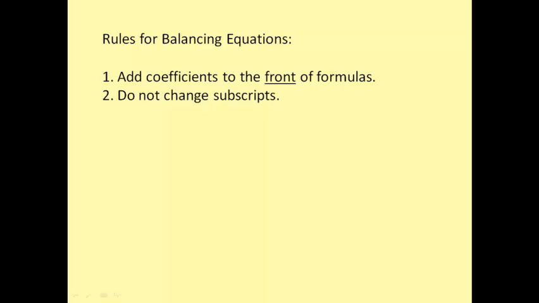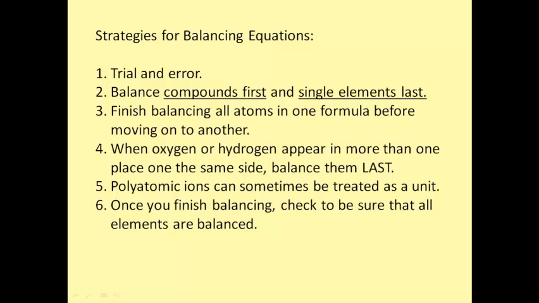Here are the rules for balancing equations. Add coefficients only to the front of formulas, and do not change the subscripts. Strategies for balancing chemical equations. Start with trial and error. Balance compounds first and single elements last. Finish balancing all atoms in one formula before moving on to another. When oxygen or hydrogen appear in more than one place at the same time, balance them last. Polyatomic ions can sometimes be treated as one single unit. And once you finish balancing, check to be sure that all elements are balanced.